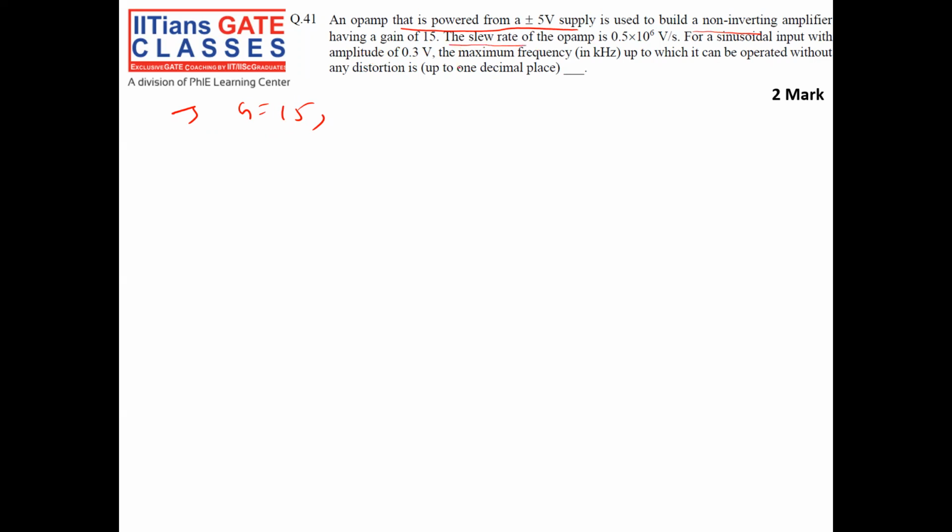The slew rate of the op-amp is equal to 0.5 × 10^6 volt per second. What is slew rate, guys? This is the (dV_out/dt) max. How much can my output change? The maximum rate of change of output is nothing but my slew rate. Whenever the op-amp operates, the maximum rate of change at the output is determined by the slew rate.